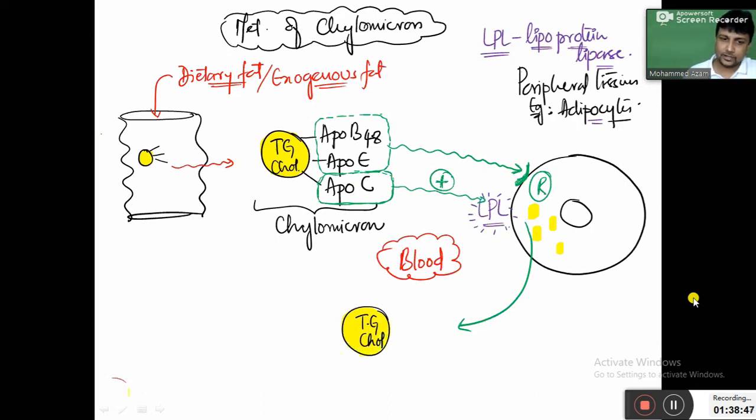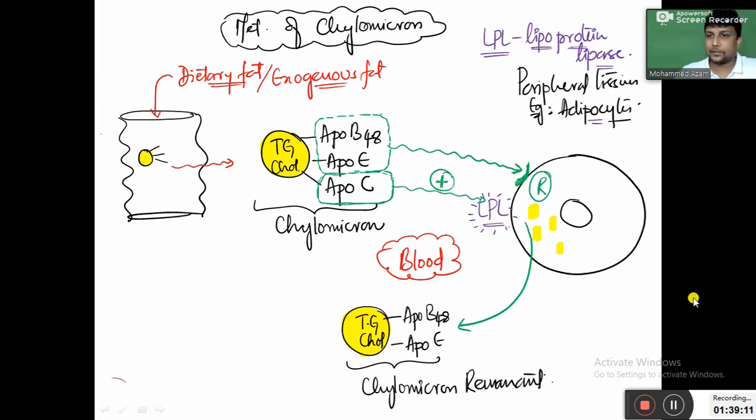So a little bit of fat is remaining. Along with that little bit of fat, what else is remaining, sir? We are remaining with apoprotein B48, and we are even remaining with apoprotein E, but there will be no C. C will be utilized for activation. These two are remaining, and thank God doctors have given an easy name. This is the remaining part of chylomicron, so it is known as chylomicron remnant.